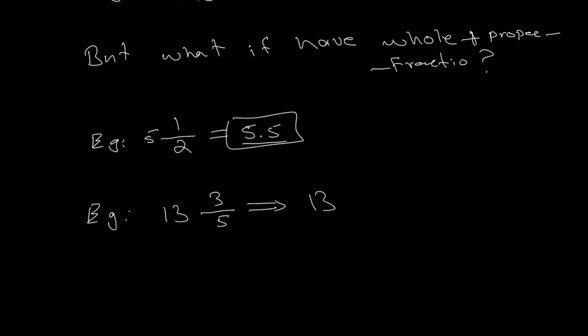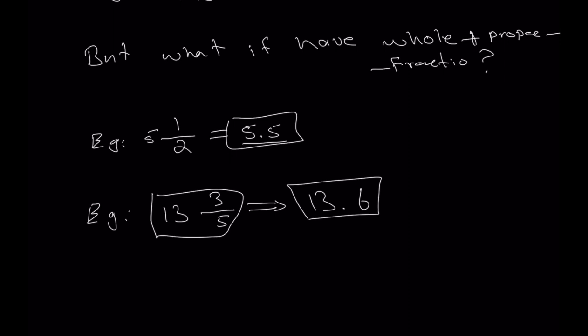Write 13 as a whole number. You don't have to simplify it here. You don't have to make it an improper fraction. You can, but it will be easier this way. Write 13 as a whole number, then divide 3 by 5, which will give you 0.6. So 13.6 is equal to the mixed number right here.